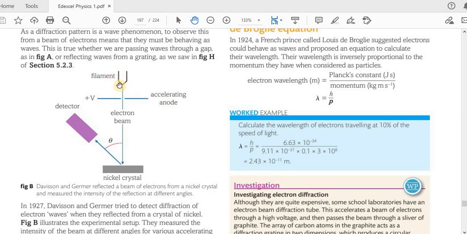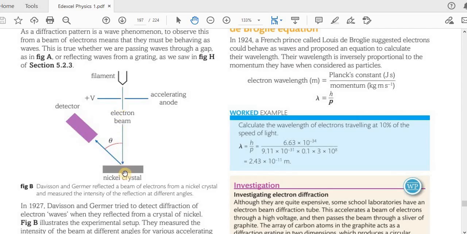Cathode is giving out the electrons, and since there is a positive charge here and this is negatively charged, the electron is repelled from here and attracted here. Thermionic emission, because of the high temperature, the metal or filament gives out electrons. That is called thermionic emission. Then because of this positive charge, the electron is accelerated towards it. So that's why this is called the accelerating anode, and the electrons are allowed to pass through this gap, which will create an electron beam.